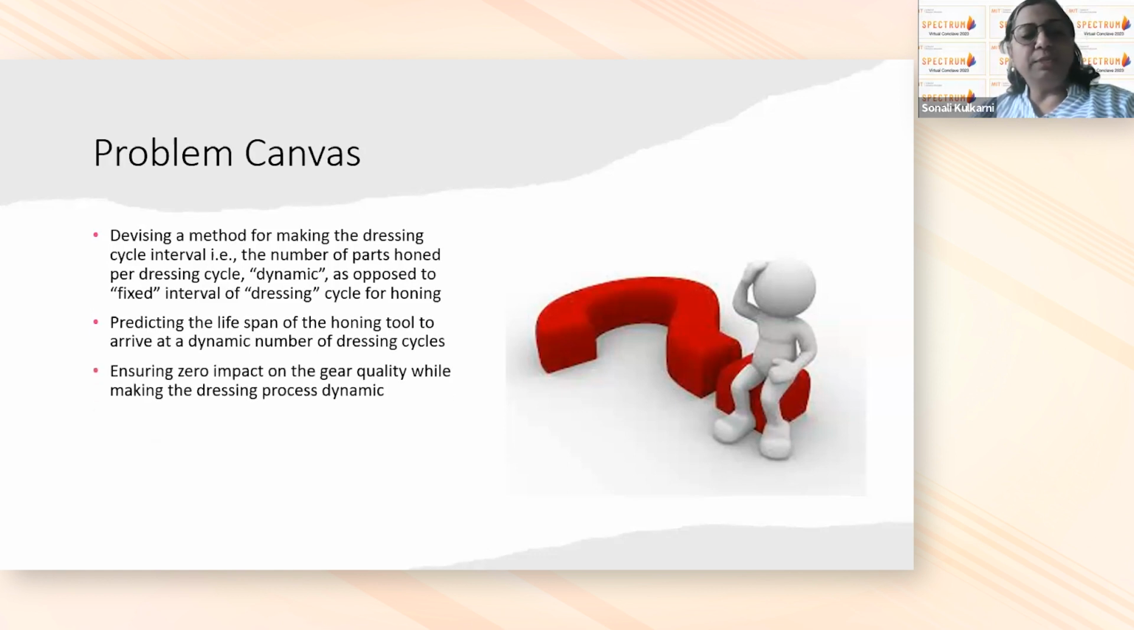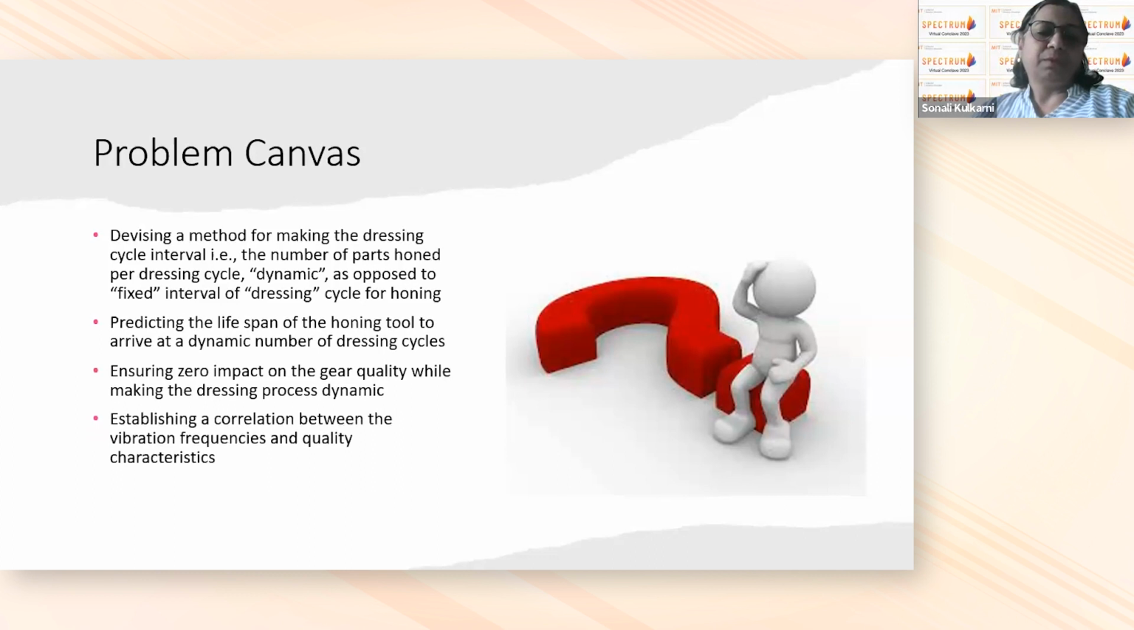And of course, ensuring zero impact on the gear quality while making the dressing process dynamic. And then establishing the correlation between the vibration frequencies and quality characteristics.